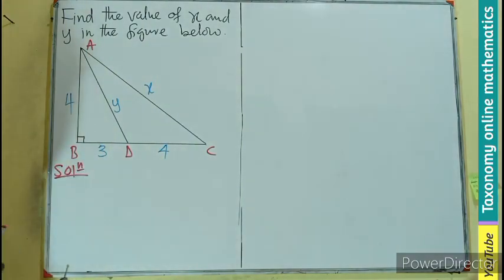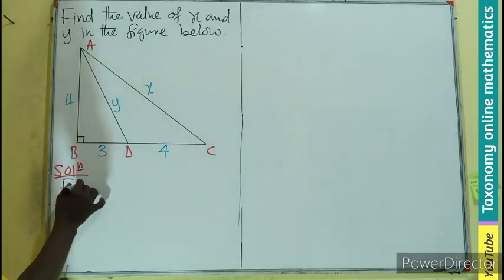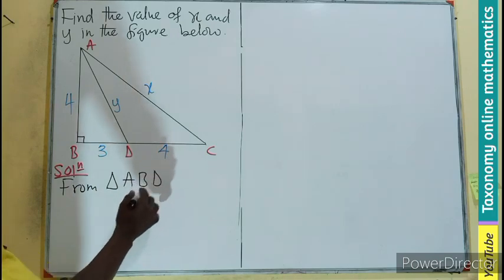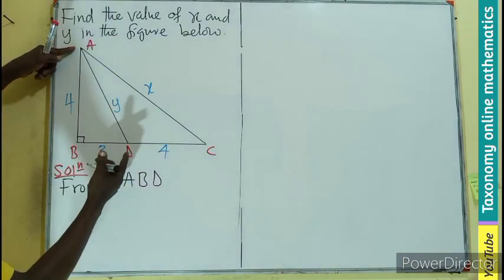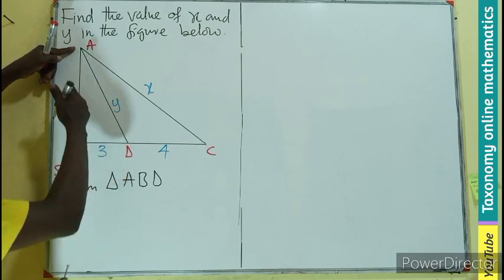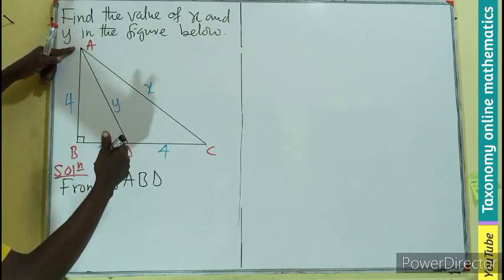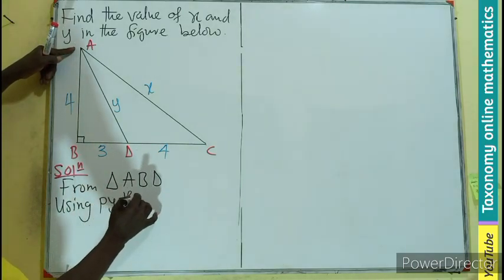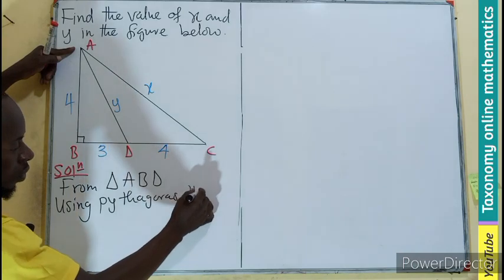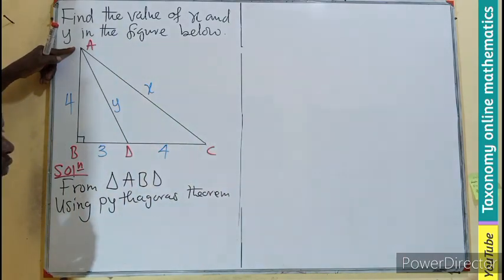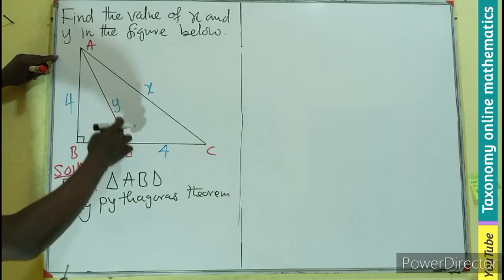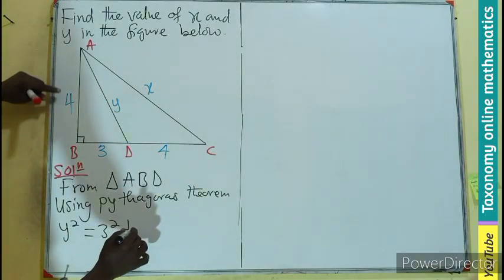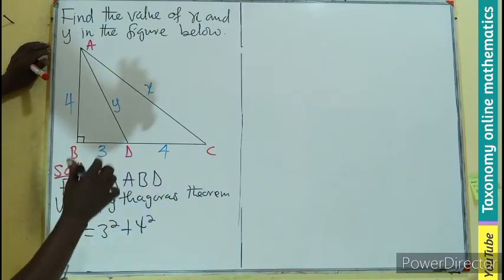the Pythagoras theorem. So we can say that from the triangle ABD, this is going to be one leg, the other leg, the hypotenuse. So if you are going to use the Pythagoras theorem, we know the longest side is going to be y squared equals 3 squared plus what? 4 squared. The other two sides.